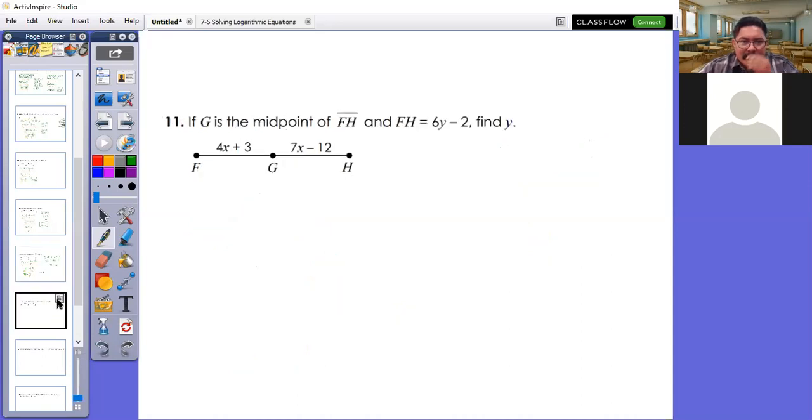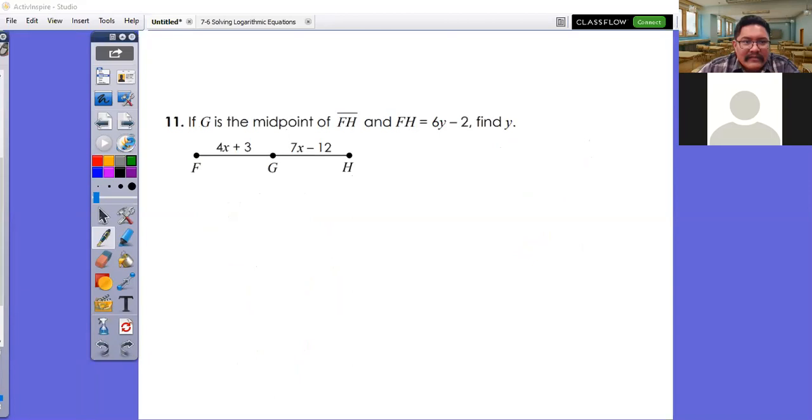All right, but anyway, let's get to number 11. How many are there altogether? There is going to be 11. Okay, so 11 is the last one for now. This one's kind of a weird one, but let's start working on it and see what happens. So again, G is the midpoint of this segment, FH. FH is 6y minus 2, find y.